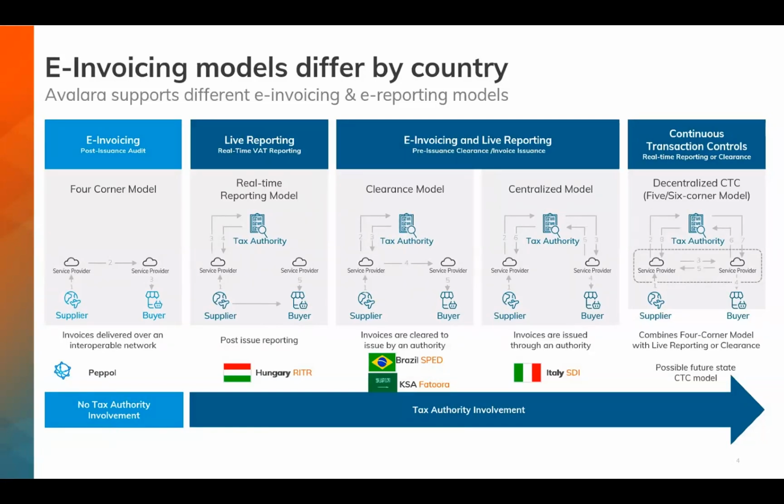Quickly jumping on to the second model, which is the real-time reporting model. The seller reports the invoice to the government agency, and there is an exchange of the invoice between seller and buyer. The business will need to implement two different solutions, two different processes: one for real-time reporting and the second for e-invoicing. Now quickly moving to the third model. This model provides invoice clearance before and after issue of the invoice to the supplier.